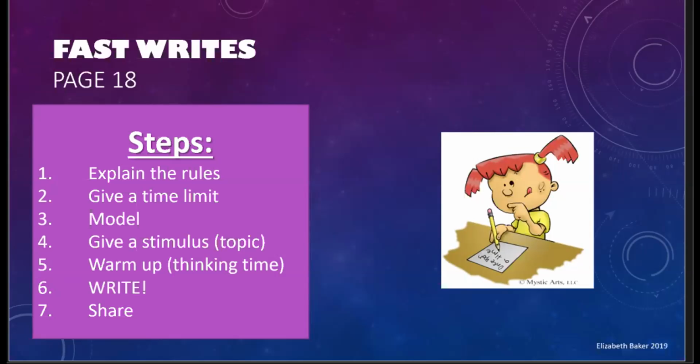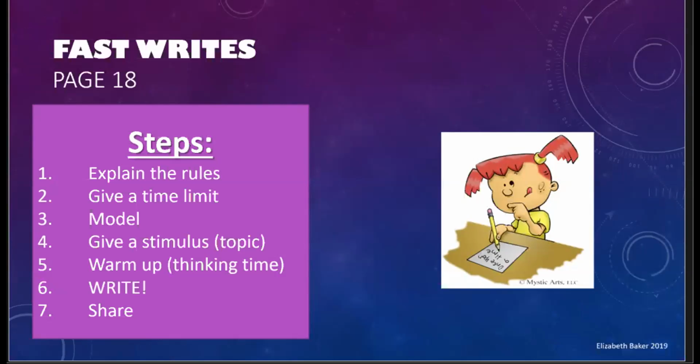But most importantly, it can actually make students love writing again. Because what a fast write does is it takes away all the other parts of writing that sometimes weigh our writers down, and it allows them to just enjoy the process of writing again.